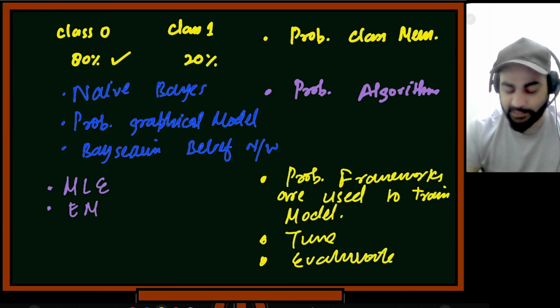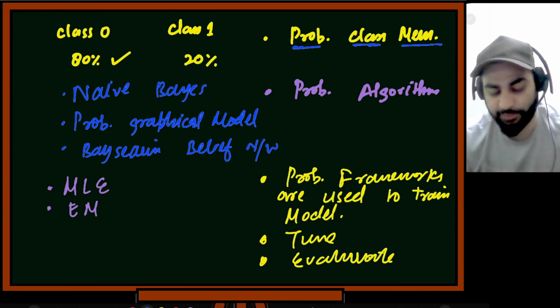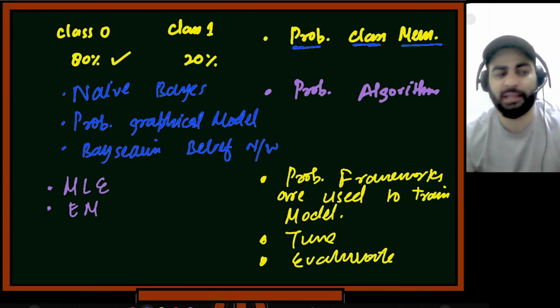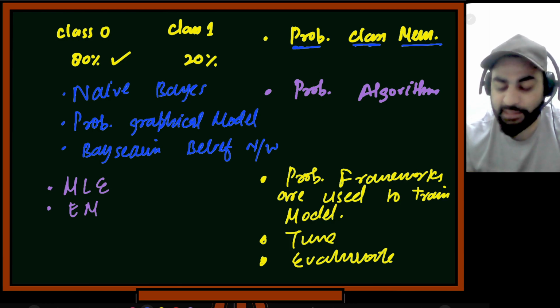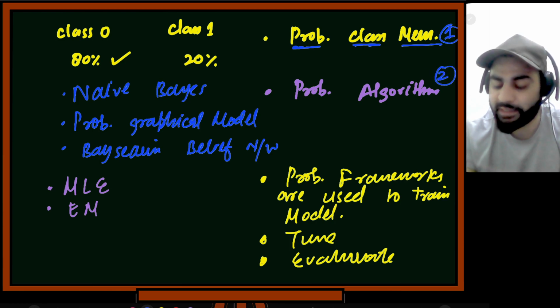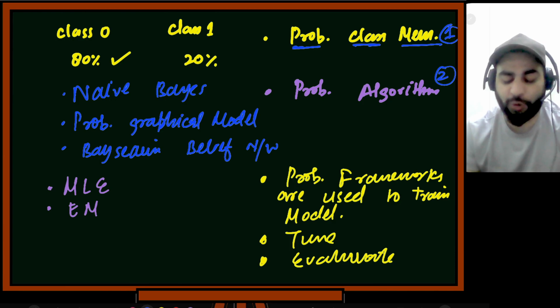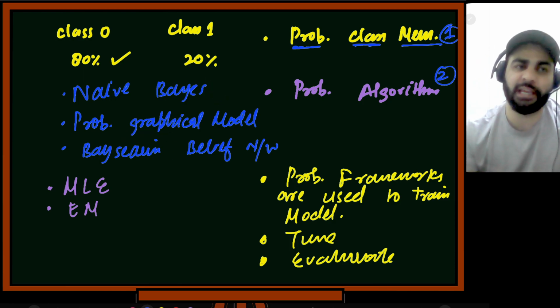The first thing is probabilistic class membership. Here you can assign classes some probability, for example, the probability that it belongs to class 0. The next example is that there are some algorithms which are inherently probabilistic, like Naive Bayes, probabilistic graphical models, and Bayesian belief networks. All of these are probabilistic in nature.